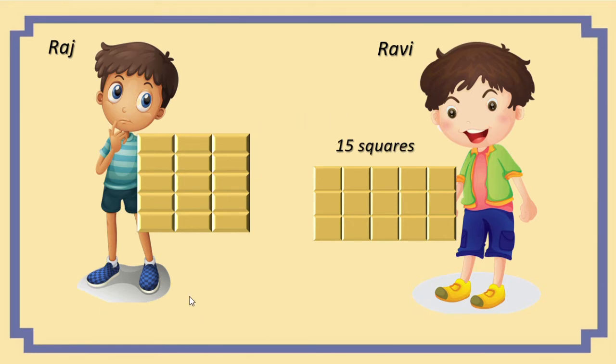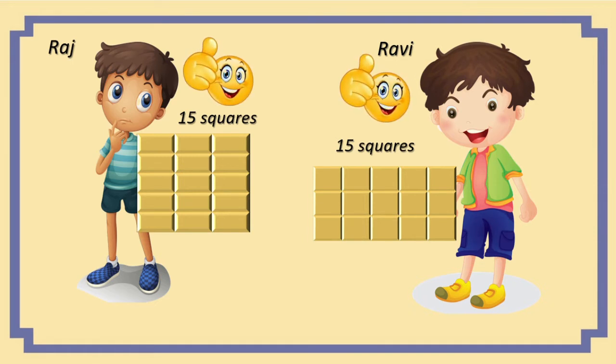Now let us count the squares in Raj's chocolate. See again 1, 2, 3, 4, 5, 6, 7, 8, 9, 10, 11, 12, 13, 14 and again 15. See, this is also of 15 squares. What is the meaning? Yes, maybe the shapes are different but the amount of chocolate is same. Now both are happy. Yes, problem solved. Isn't it?